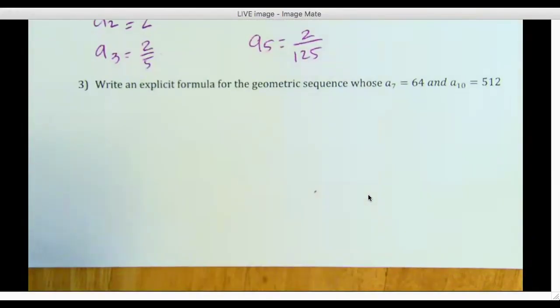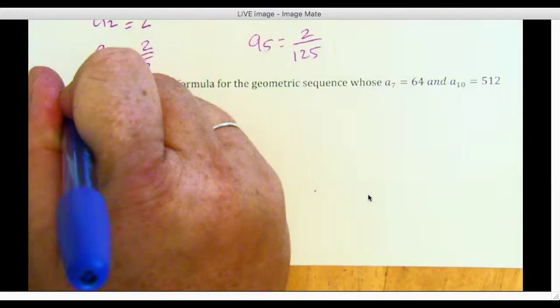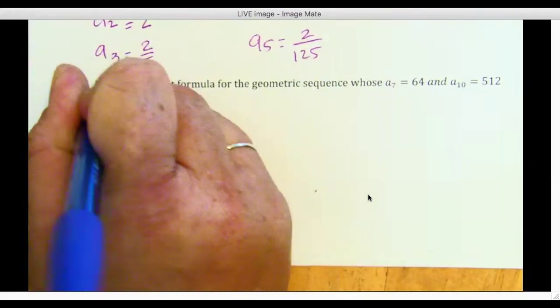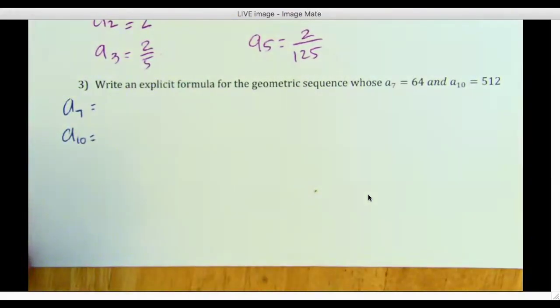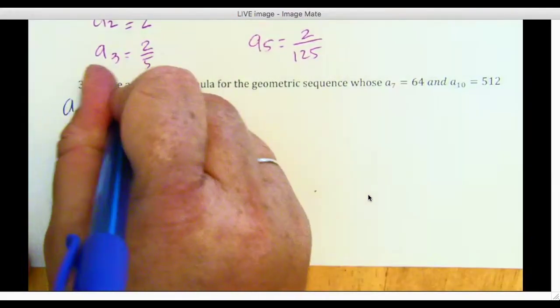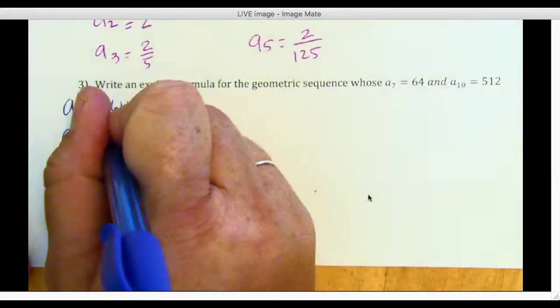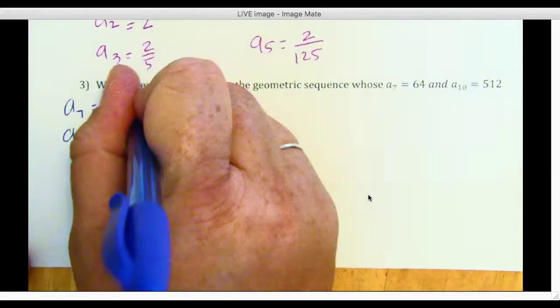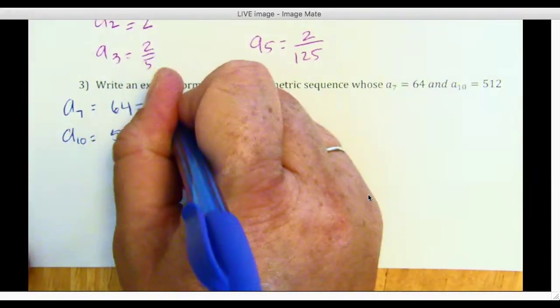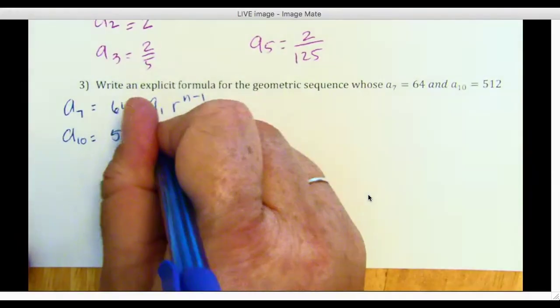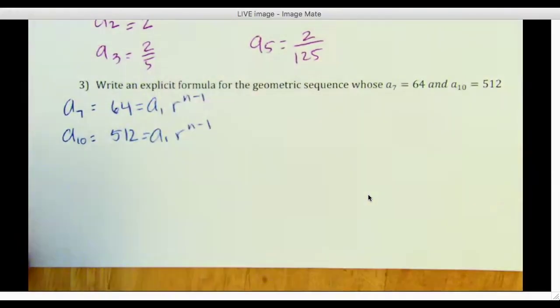This last example says, write an explicit formula for the geometric sequence where we know the 7th term and the 10th term. So I don't know the first term, and I don't know the common ratio, and I don't even have 2 consecutive terms. So what we're going to have to do is write an equation for each of these. And a sub 7 we know is equal to 64, and a sub 10 is equal to 512. And we know the formula is a sub 1 times r to the n minus 1.